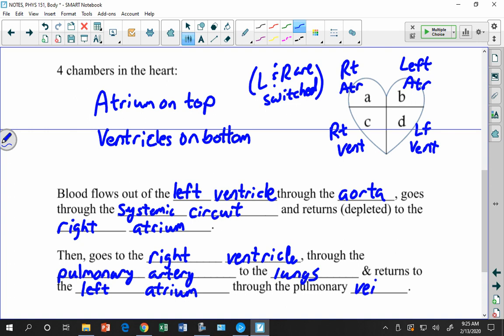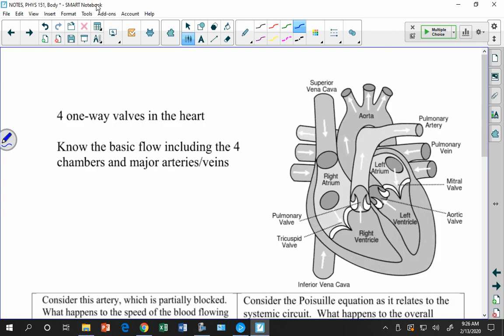I have a figure on the next page that sort of shows this in a picture. Your book describes this in more detail too. All right, there are 4 one-way valves in the heart. I list them here. You don't need to know them, but they're talked about in the book, but I won't test you on them. I just want you to know the basic flow, how blood flows.